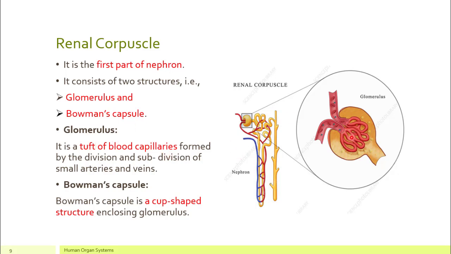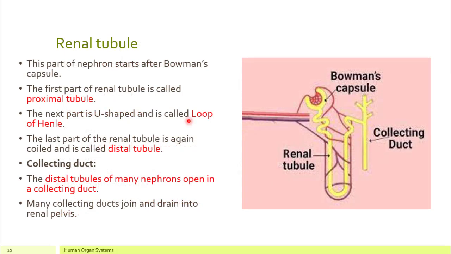Now after this glomerulus, here you can see a cup-shaped structure which encloses all these tuft of blood capillaries. This cup-shaped structure is called Bowman's capsule. Bowman's capsule is a cup-shaped structure which encloses glomerulus. So both of these are two important parts of renal corpuscle. Now we are going to discuss the second important part of nephron, which is renal tubule.